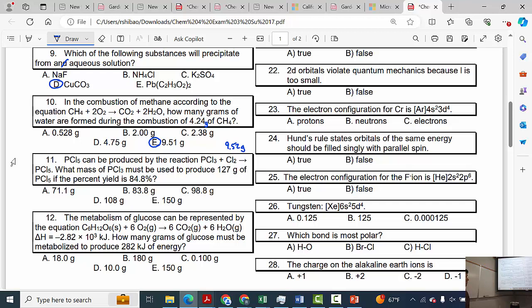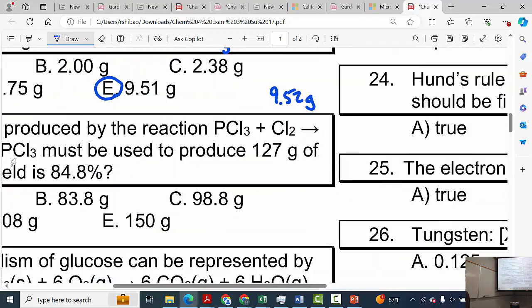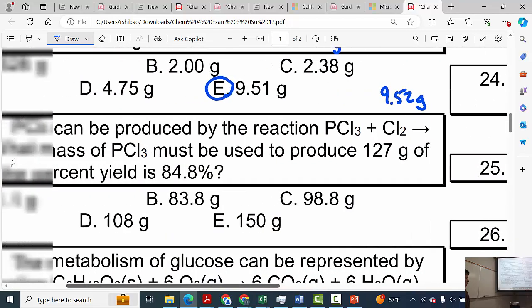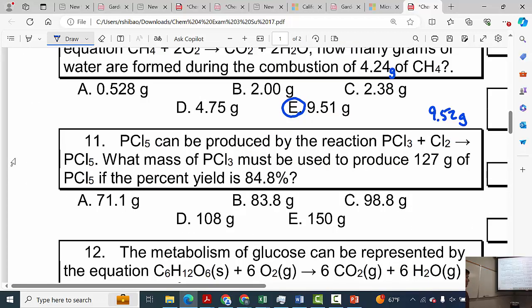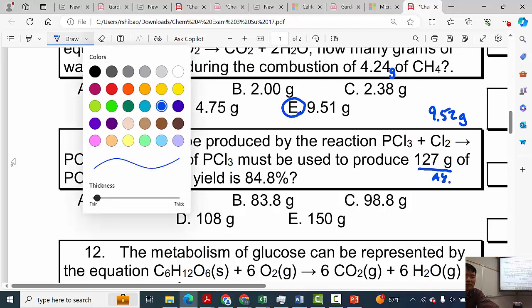11. PCl5 can be produced by the reaction of PCl3 plus Cl2 yields PCl5. What mass of PCl3 must be used to produce 127 grams of PCl5 if the percent yield is 84.8%? All right, this one is going to be a little bit more involved. Since I can blow this up, I'm just going to do this here.